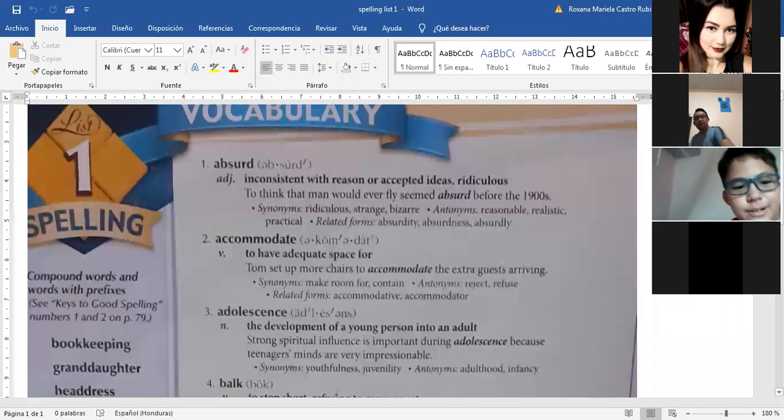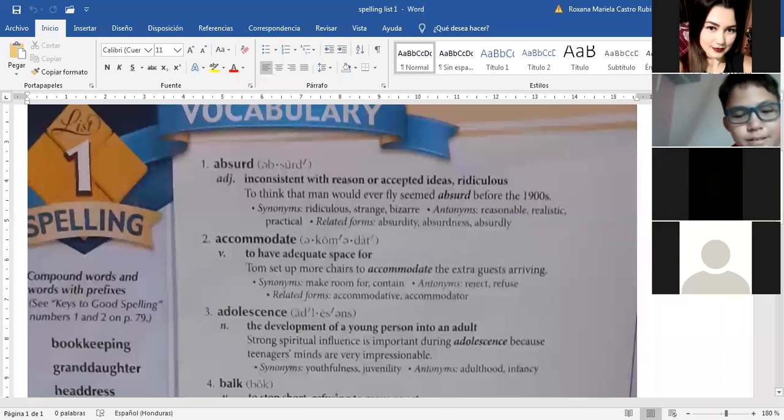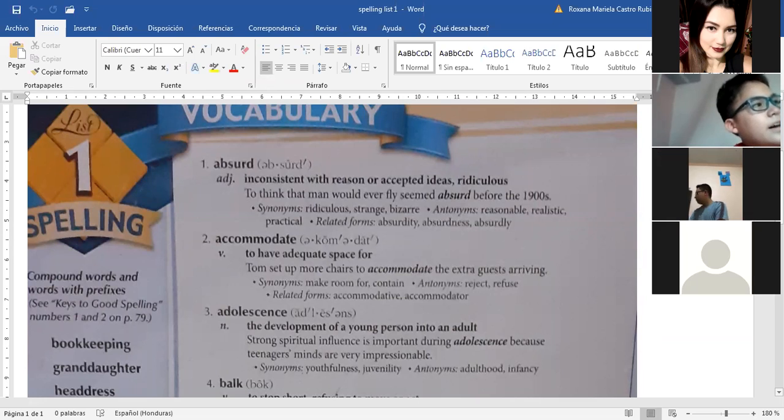Acomodarse. Exactly, acomodar. So can you please spell the word accommodate? Spell it. ACCOMMODATE. Accommodate. Excellent, excellent. Now tell me a sentence, please, with that word, accommodate. I accommodate myself in the house when I am alone. Okay, exactly. Good job.